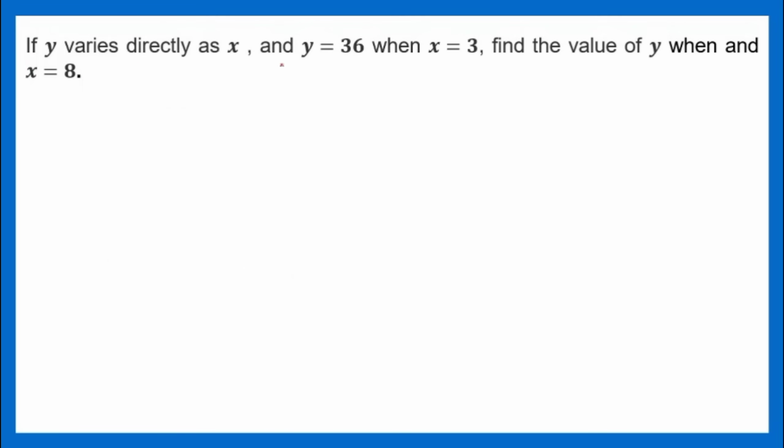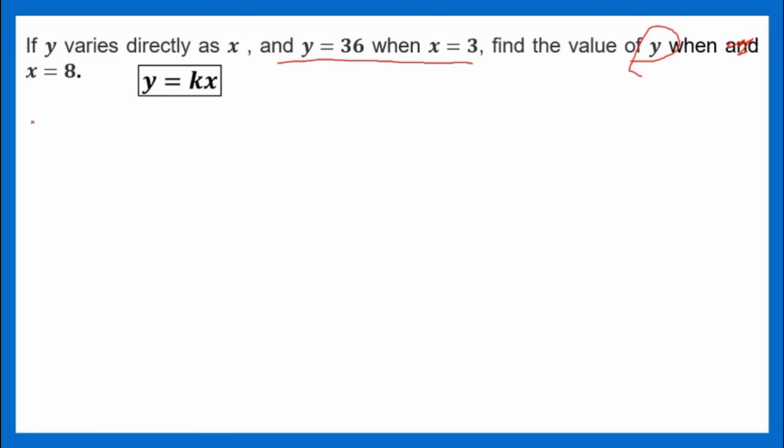If y varies directly as x and y is equal to 36 when x is equal to 3, find the value of y when x is equal to 8. Ayan. So of course, translate muna natin. That's y is equal to kx. Y ay nasa left, tas itong x multiplied sa k. Ayan. Then, ito yung first set, diba, na given sa atin. Ito yung second set. Pero y ang pinapahanap sa atin.